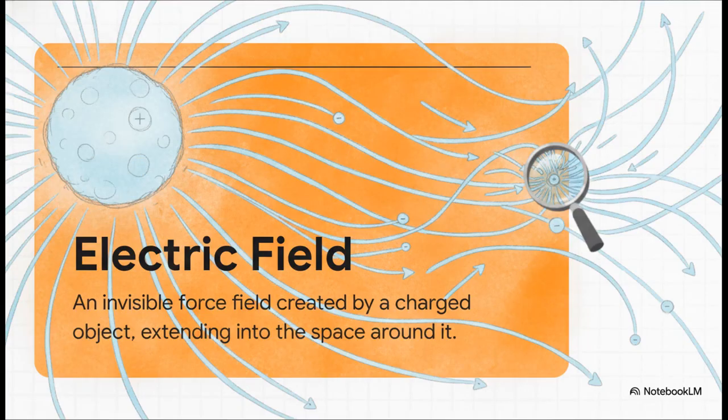But wait a second. How do these charges even know the other one is there? How do they feel each other across empty space? Well, they create something called an electric field. The best way to think about it is like an invisible force field, or maybe a web, that surrounds any charged object. And this web basically tells any other charge that comes near it which way to go and how hard to get pushed or pulled. It's the medium that carries the message.